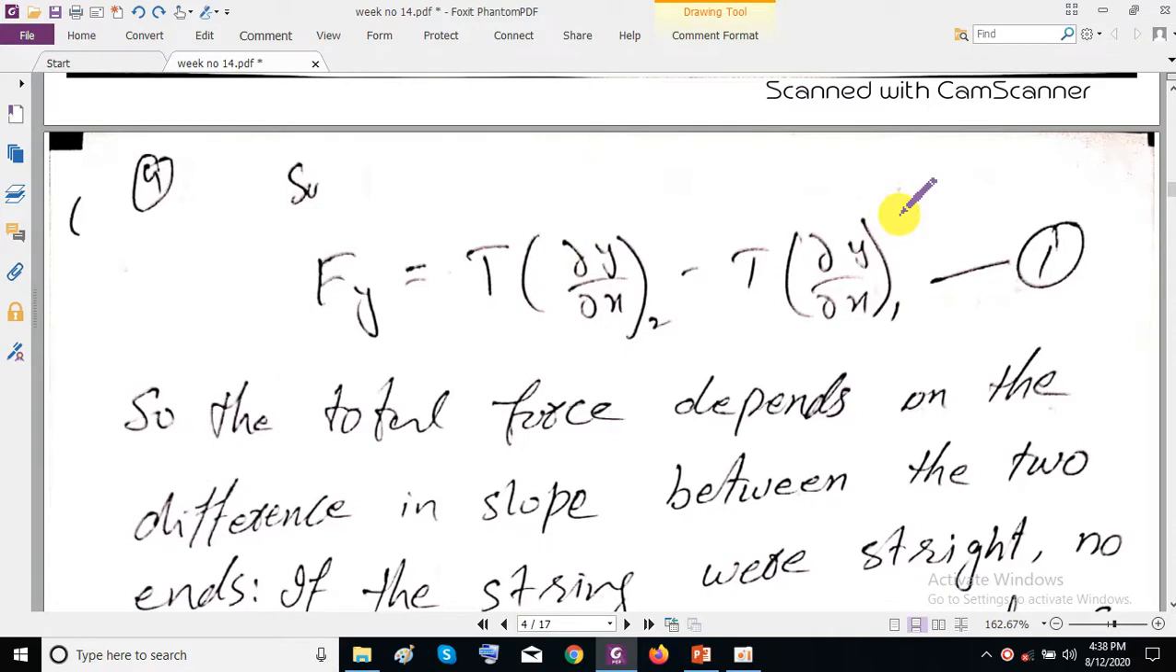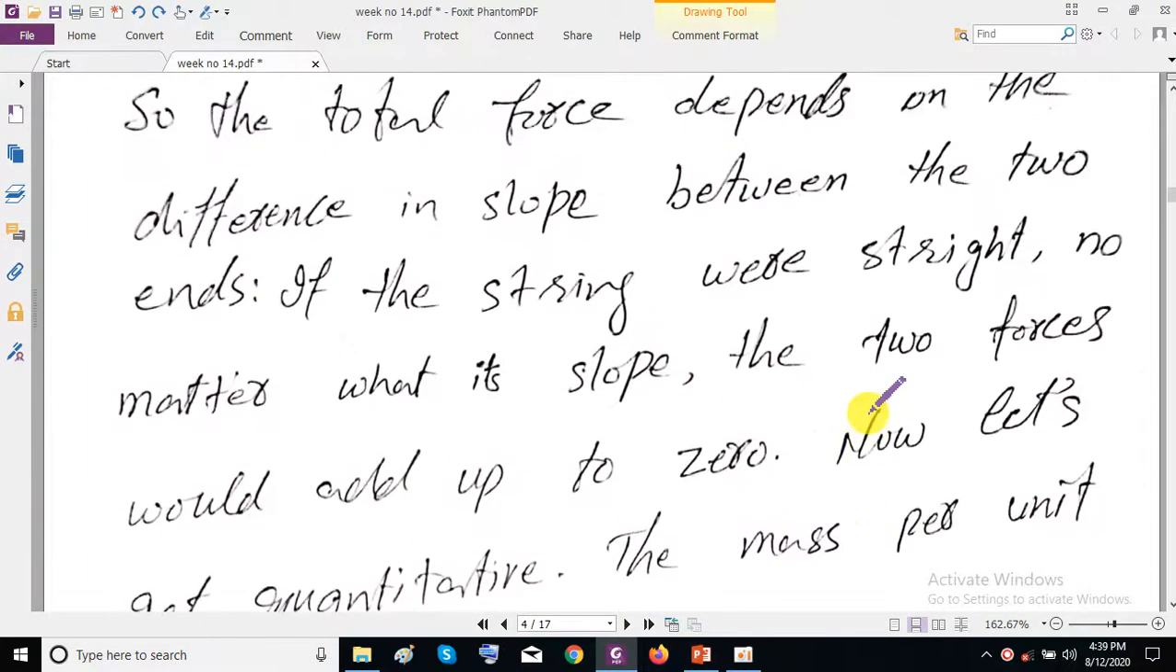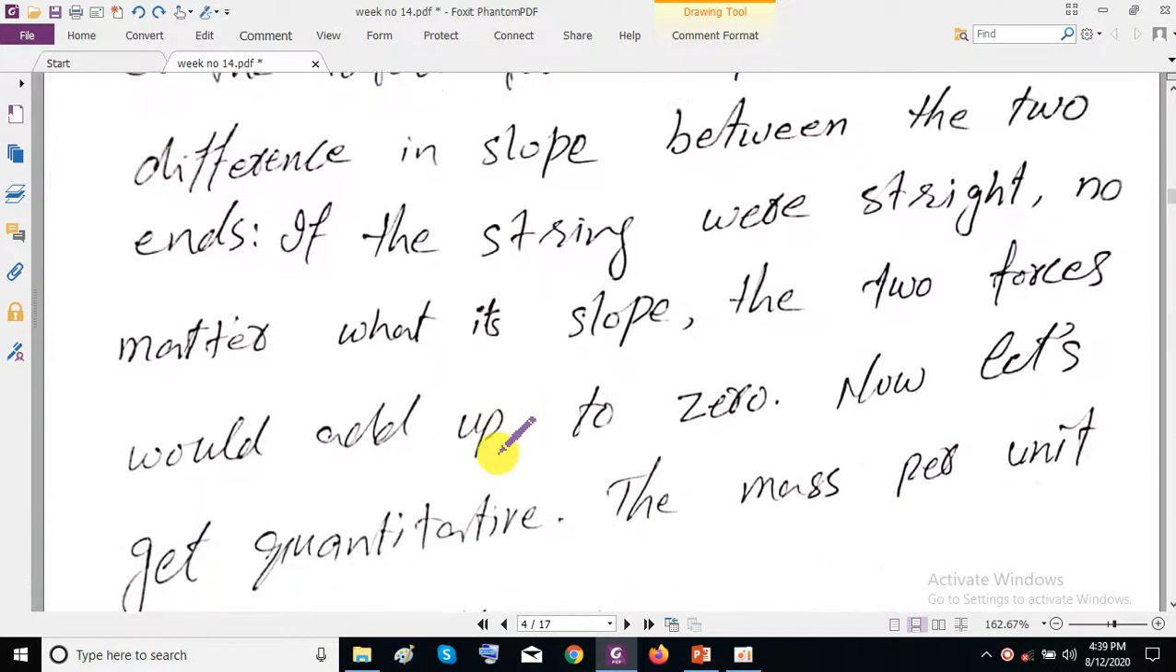You will say, sir, these will cancel, but we cannot cancel them because this is in the second position and this is in the first position. Okay, and we call this equation 1. So the total force depends on the difference in slope between the two ends. And that's good. So basically the sum of forces depends on the deformation in slope and the difference between them in the two positions, position 2 and position 1. If the string were straight, no matter what its slope, the two forces would add up to 0.